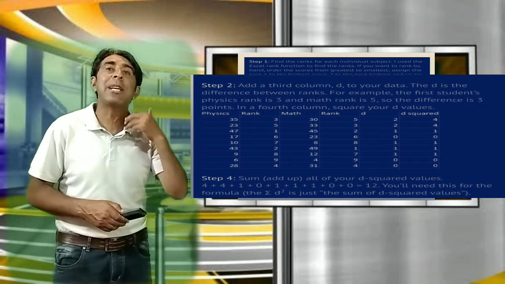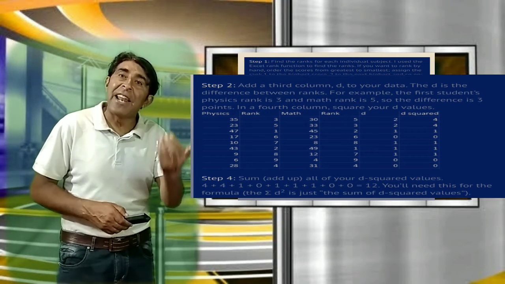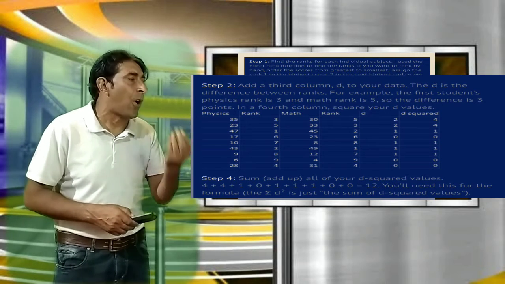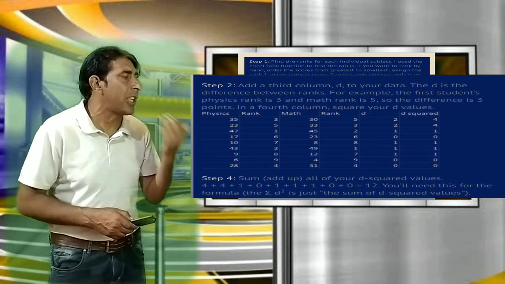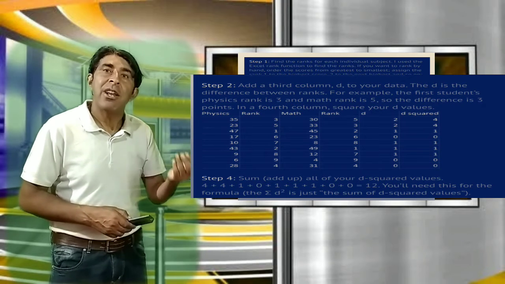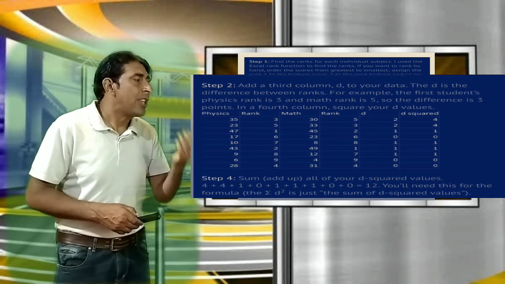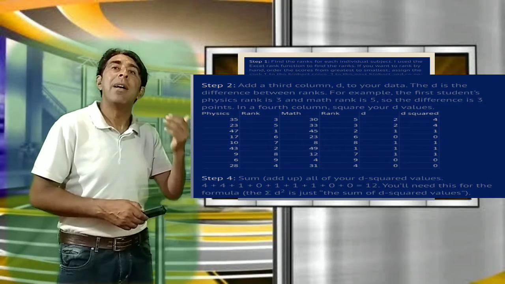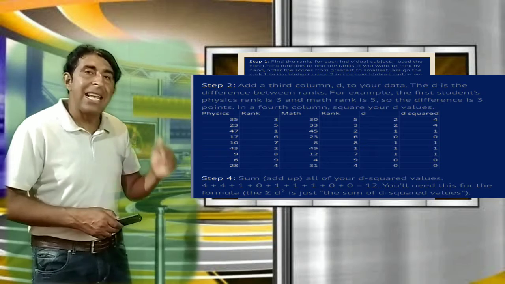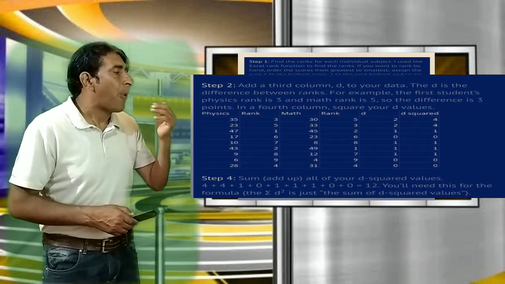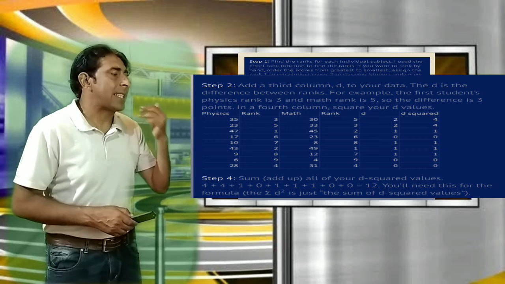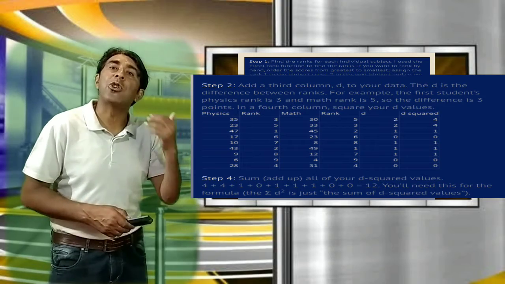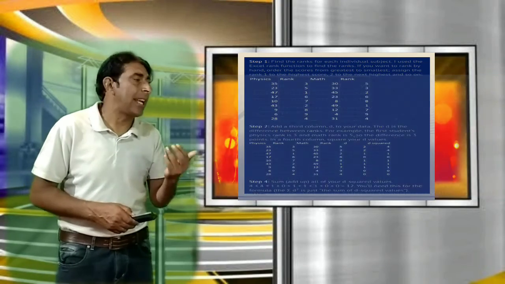Now we are making the square of these differences, that is D square. 2 into 2 is 4. 2 into 2 is 4. 1 into 1, 1. 0 into 0, 0. 1 into 1, 1. 1 into 1, 1. 1 into 1, 1. 0 into 0, 0. 0 into 0, 0. Now this is D square. The summation of D square is 4 plus 4 plus 1 plus 0 plus 1 plus 1 plus 1 plus 0 plus 0, which is equal to 12. So we have summation of D square equal to 12.